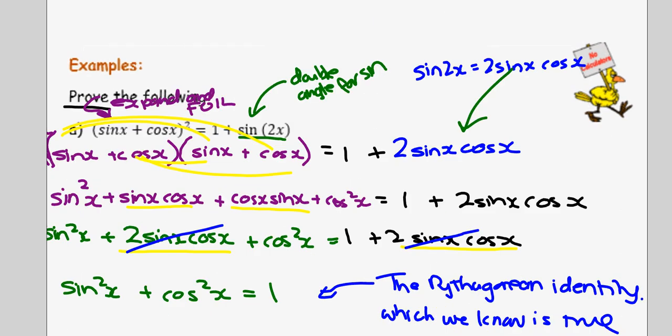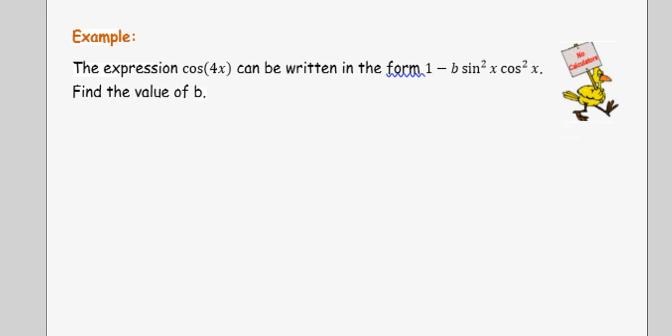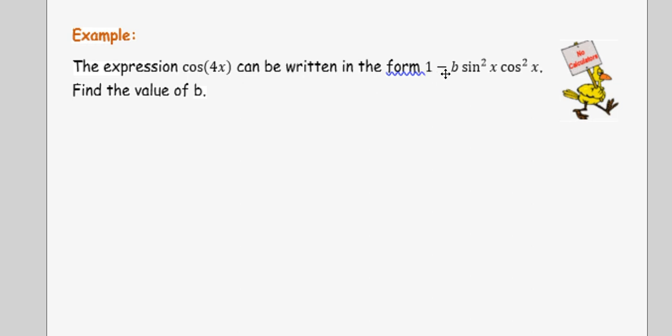So the last one, of course, is going to be a bit trickier. That's why I've given you a whole page to write it out. It took me about half a page of writing. So the expression cos 4x can be written in the form 1 minus b sine squared theta cos squared theta. Find the value of b. Basically b is just going to be a number. We need to do something with this to turn it into something that looks like this, where b would be a little number.